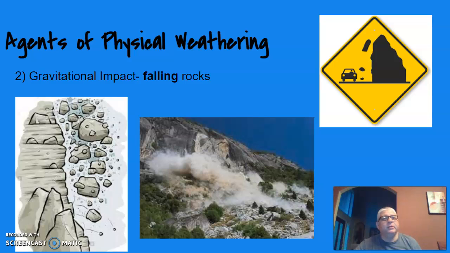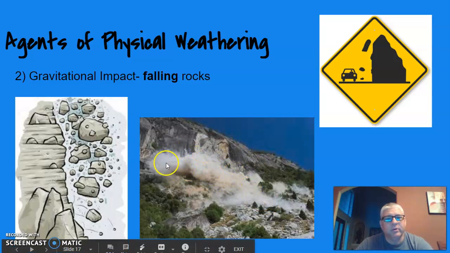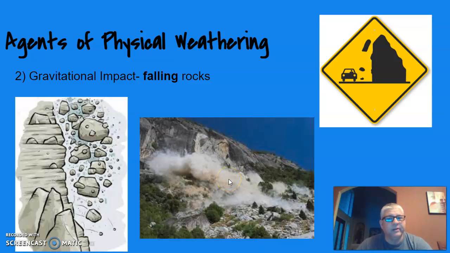The next one would be gravitational impact. If you have an avalanche, it's a great example of how the rock is going to break down. All this smoke is what it looks like there. That is just the dust. The dust came from this rock, so it's breaking down as it's going down the mountain.